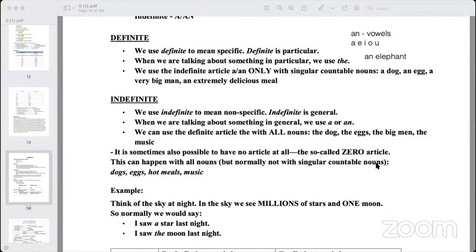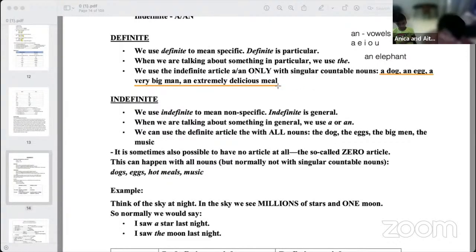And then indefinite would be the other way around. Indefinite is where you use a and an, and they are for things that you're talking about in general. So in general, if you see here, do you understand how you use a and an for these words? Do you understand this part?